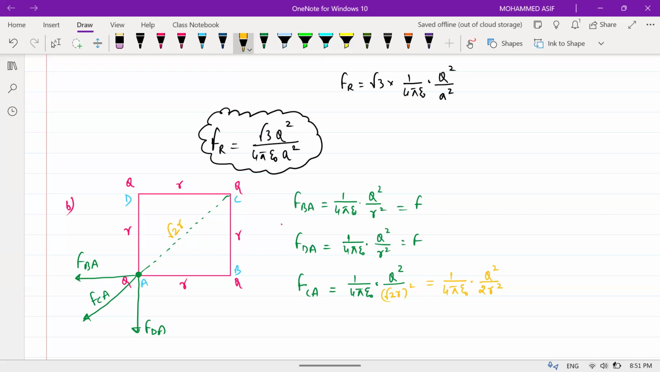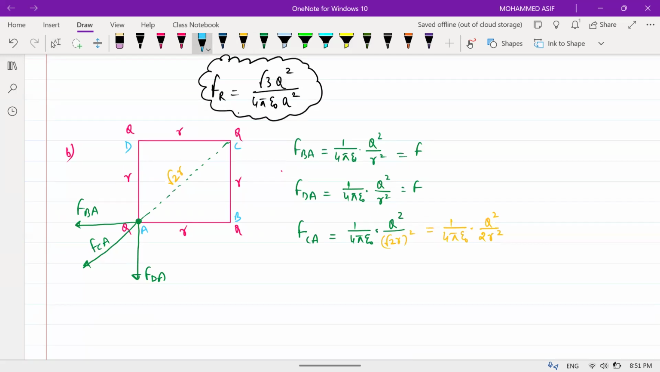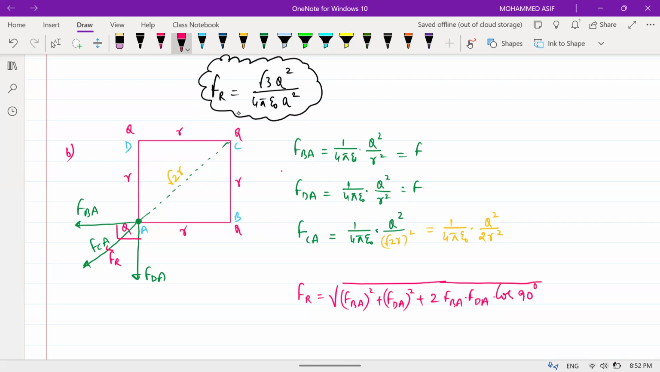Now tell me, the angle between BA and DA is how much? 90 degrees. So the resultant direction is like that. So FR will be equal to how much? FR is equal to the square root of force BA whole square plus force DA whole square plus 2 times force BA into force DA into cos theta, where theta between them is 90 degrees. How much is cos 90? 0. So multiplied with this, it will be equal to 0.